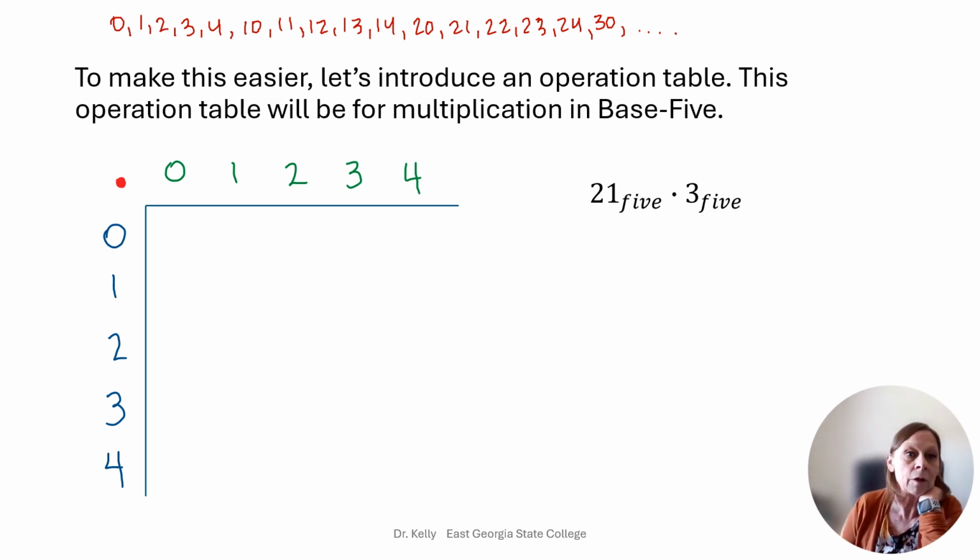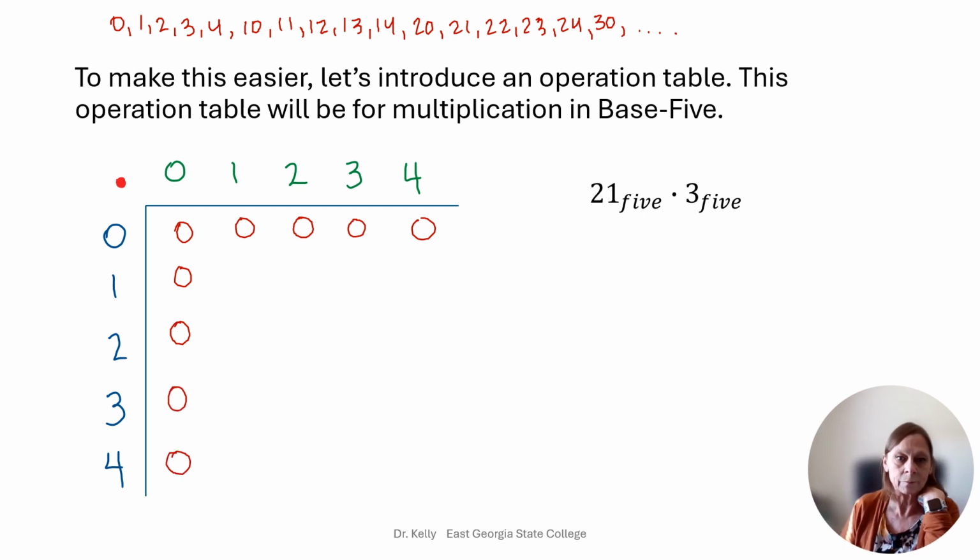0 times 0 is 0. In fact, 0 times anything, even in base 4, is 0 because it's the multiplying by 0 situation. All right, and now let's pick up again. So I'm going to go here. 1 times 1 is 1. 1 times 2 is 2. 1 times 3 is 3. 1 times 4 is 4. We agree with all that.